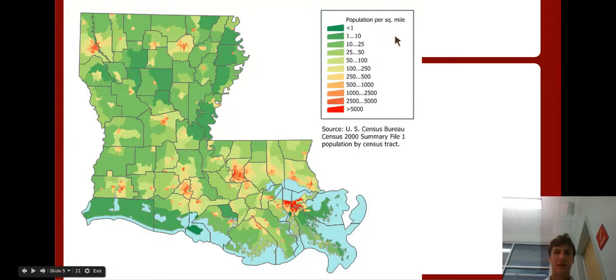This next one is a population map, population per square mile. And here you've got some main cities, such as those. Not going to tell you what they were. And I also want you to think about the difference between South Louisiana and North Louisiana. Think about it.